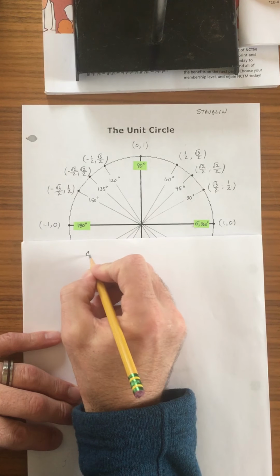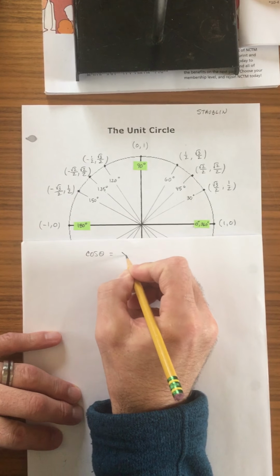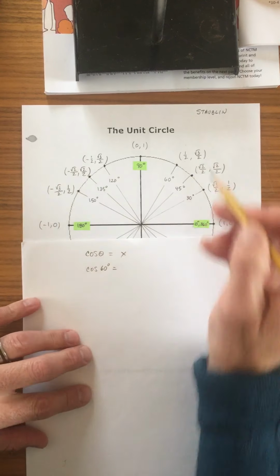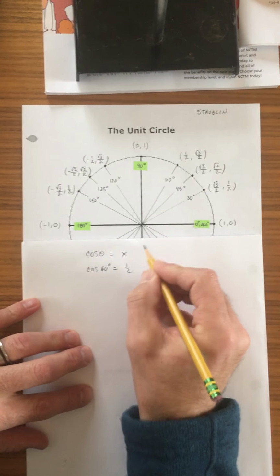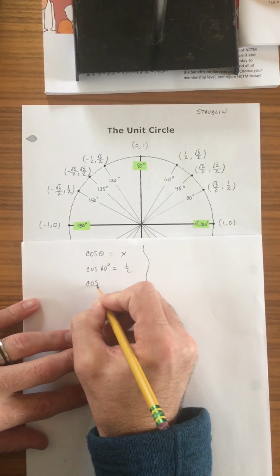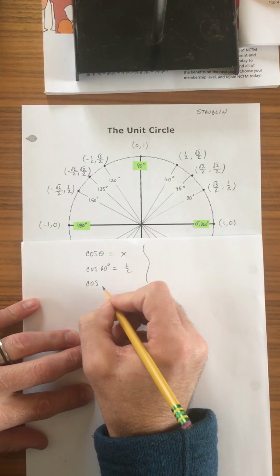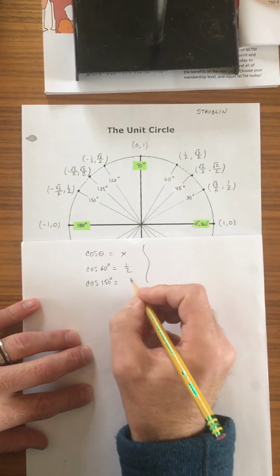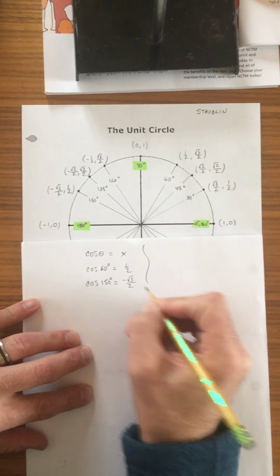We know that the cosine of an angle equals the x value. So if we wanted to find the cosine of 60 degrees, we would find 60 degrees, find the x value, which is 1/2. Let's say that we wanted to find the cosine of 150 degrees. We would go to 150 degrees, find the x value, and determine it's negative square root of 3/2.